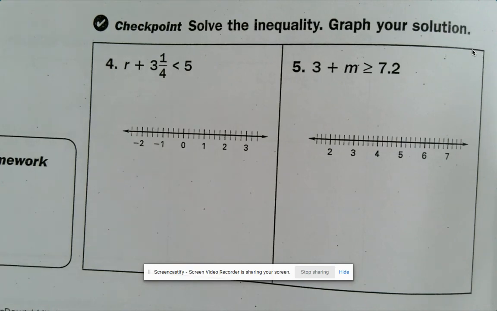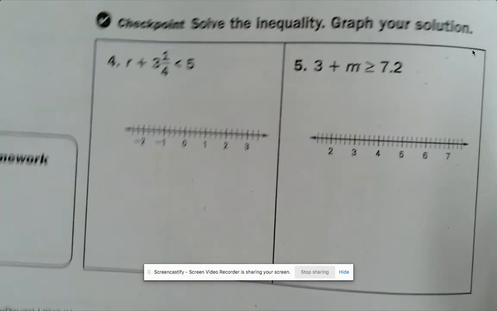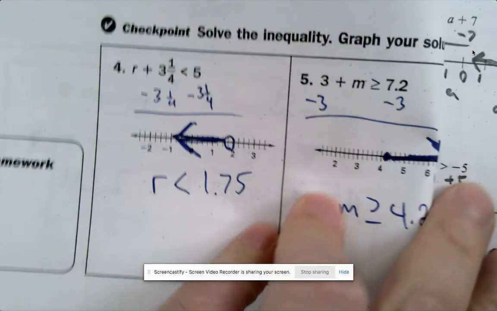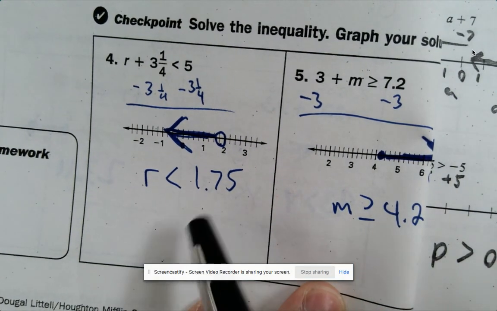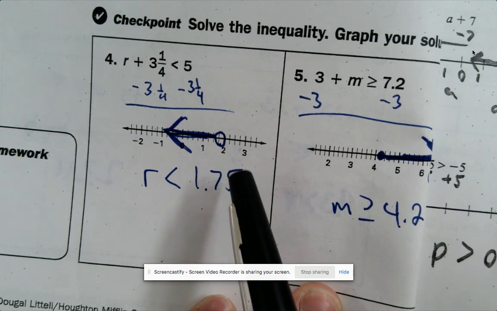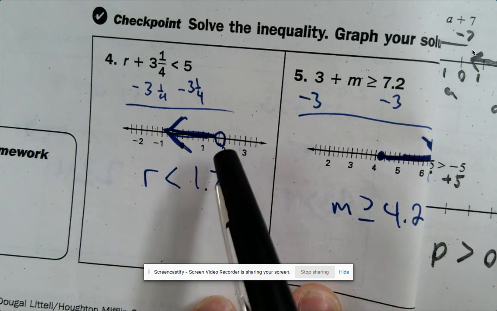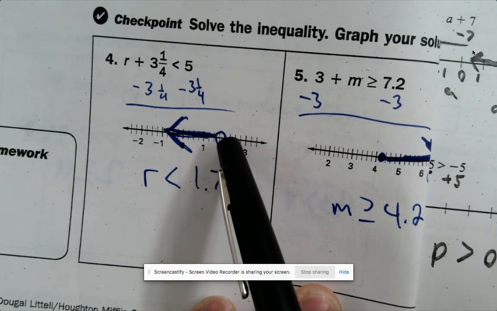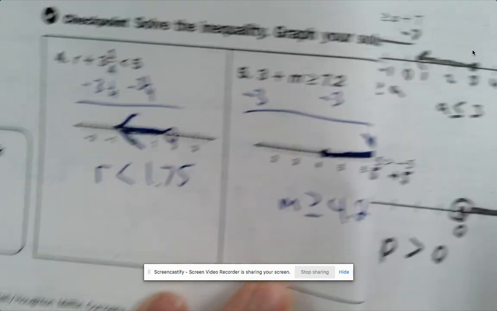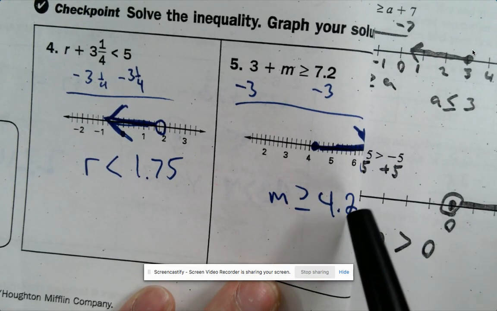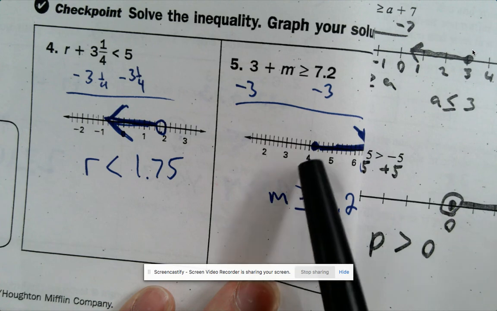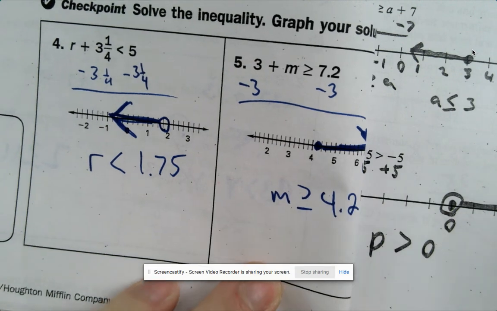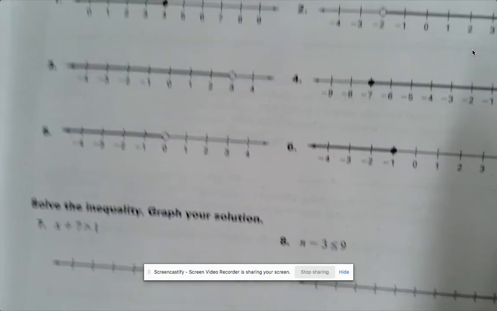All right, if you did it right, hopefully you got these solutions here. Subtract 3 1/4 from both sides, you're left with 1 3/4. And then it's going to be less than, so it's going to be an open dot at 1 3/4. It's going to go to the left. And then the next one, subtract 3 on both sides, you're left with 4.2. This time it's a closed dot, and it's greater than, so it's going to the right. So that concludes our guided notes and our regular reference notes, and we'll be doing some practice next.